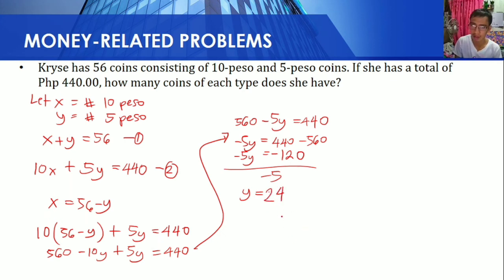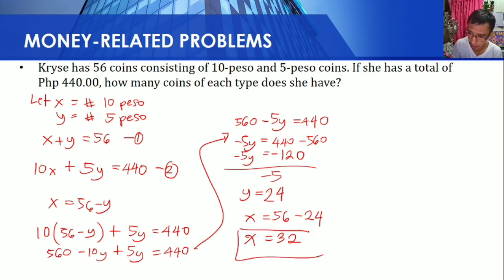Yan. So para makuha natin yung value ng x, x is equal to 56 minus y. So 56 minus 24, x will be 32. Ito na yung each type ng coin na meron siya. So x, 10 peso coin, that is 32 pieces, and y, which is yung 5 peso coin, that is 24 pieces. Ito na yung magiging mga sagot natin.